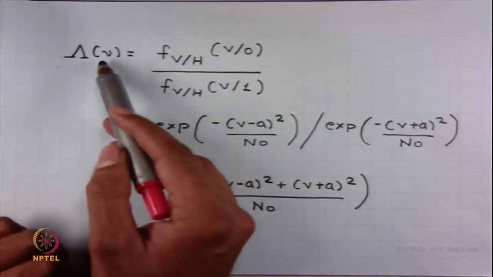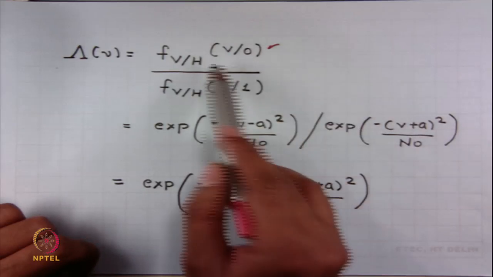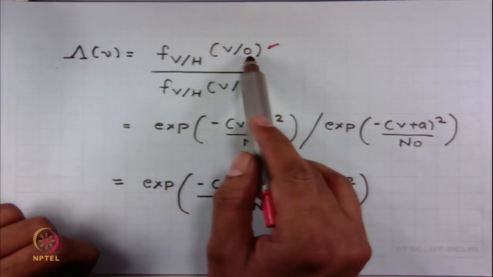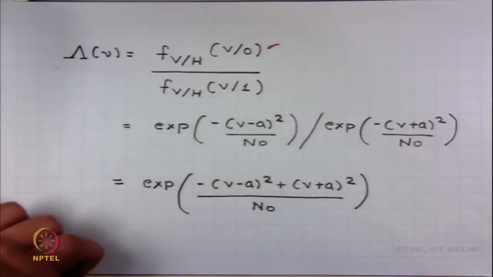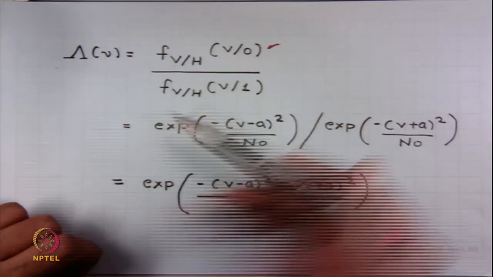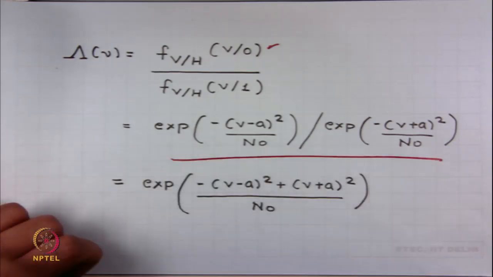Now, what we have to find is the likelihood ratio. To find the likelihood ratio, we have to divide the likelihood when hypothesis 0 has been sent by the likelihood when hypothesis 1 has been sent, and dividing is really straightforward. What we will get is this.